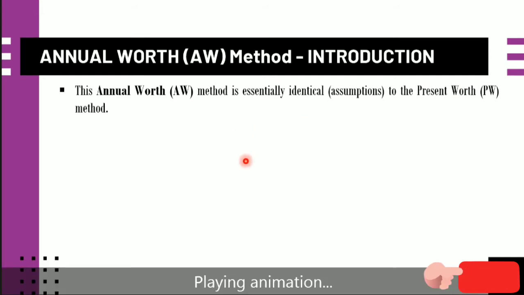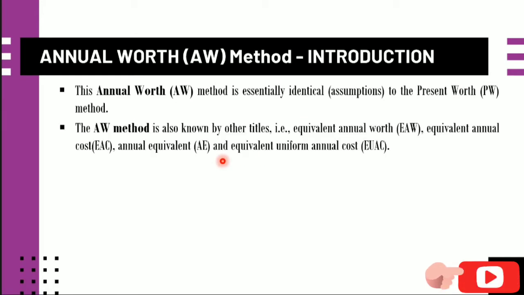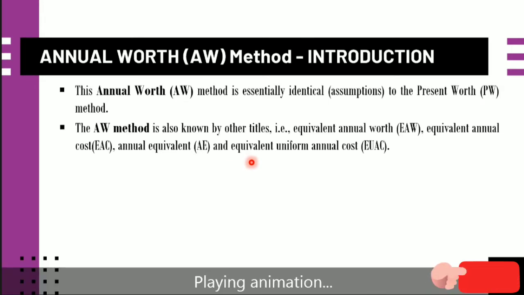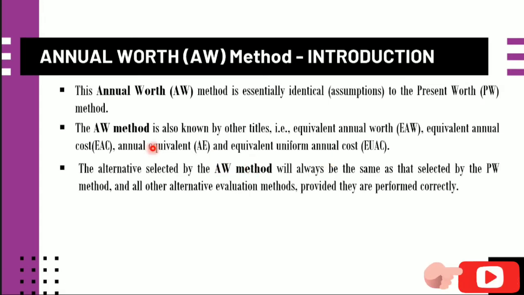This method is also known by other titles like the equivalent annual worth, the equivalent annual cost, the annual equivalent, and the equivalent uniform annual cost. The alternative selected by the annual worth method will always be the same as that selected by the present worth method, and all other alternative evaluation methods, provided they are performed correctly.